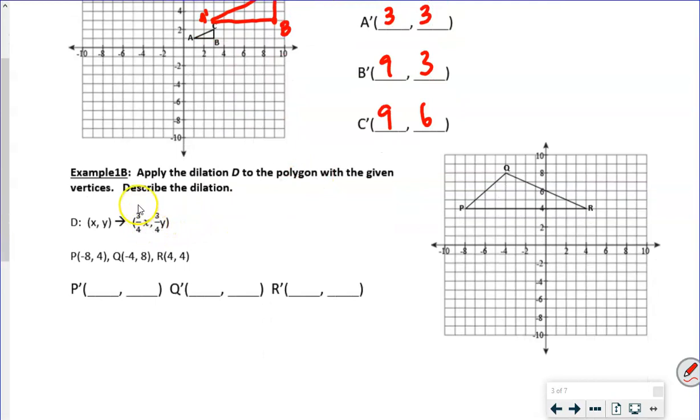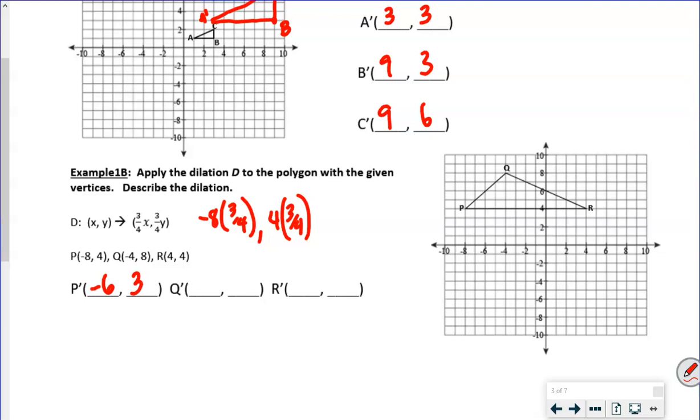This next one we can tell, because this is 3/4, that this is going to be a reduction, right? So it's going to get smaller. So what we're going to do is, again, we're going to go -8 times our 3/4 and see what number that is. That gives us -6, right? Then we're going to go 4 times 3/4, and that gives us 3. You guys can do this in your calculator, right?